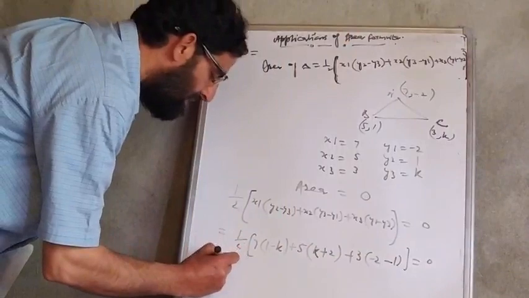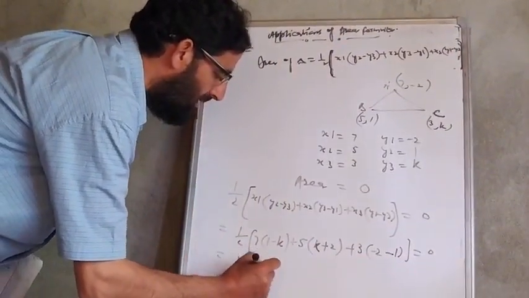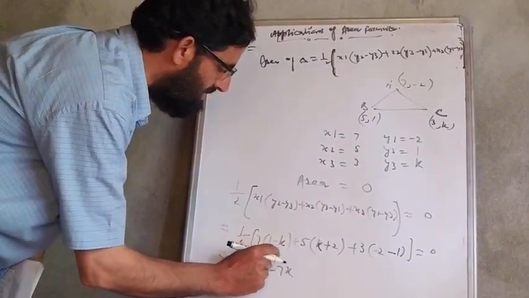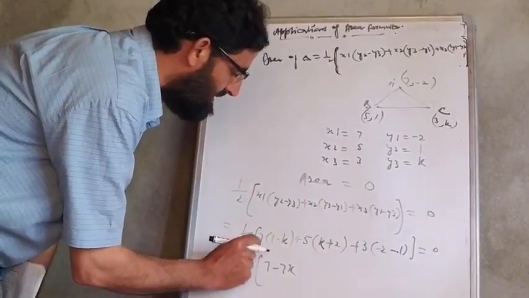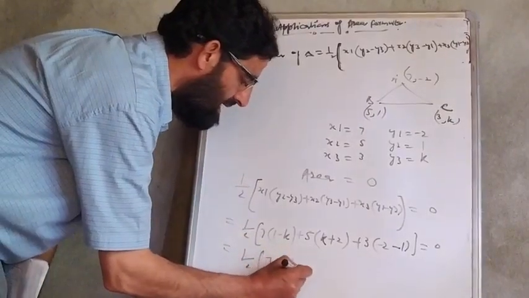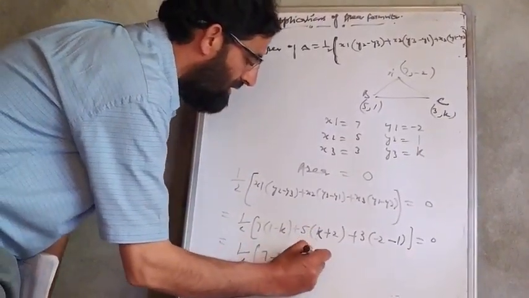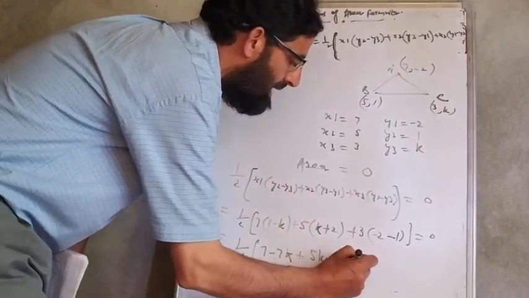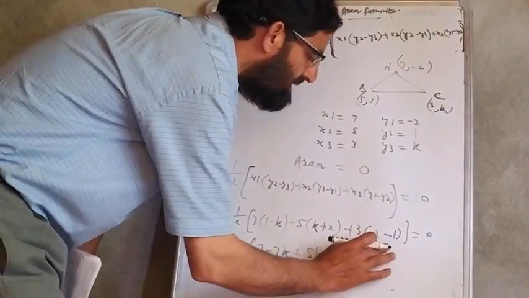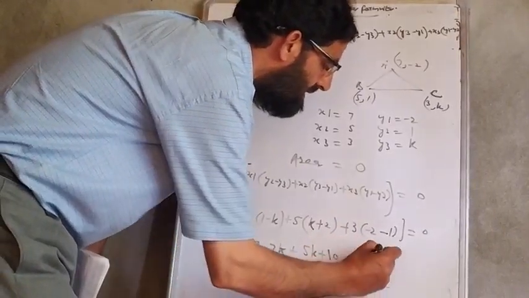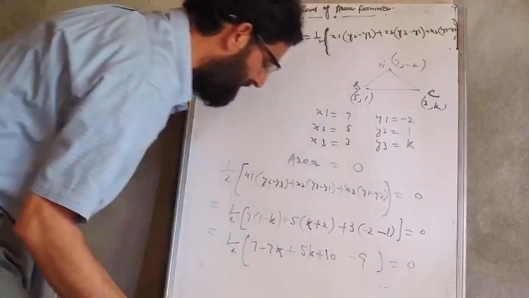So it's 1 by 2. This is 7 minus 7k. If we multiply this by 7, so 7 ones are 7, and 7 into k is 7k, minus 7k, plus 5 into k is 5k, 5 twos are 10, plus 3 minus 3 into 3 is minus 9. So this is minus 9. This is equal to 0.